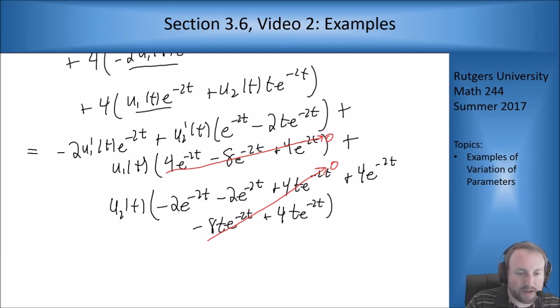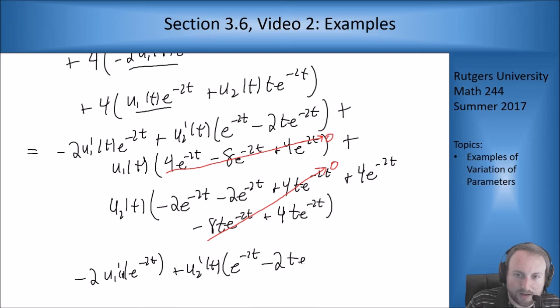So I end up with negative 2 u1 prime e to the minus 2t plus u2 prime of t e to the minus 2t minus 2t e to the minus 2t equals g of t. And g of t here was t to the minus 2 e to the minus 2t.